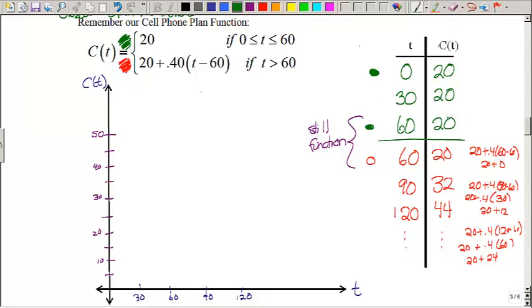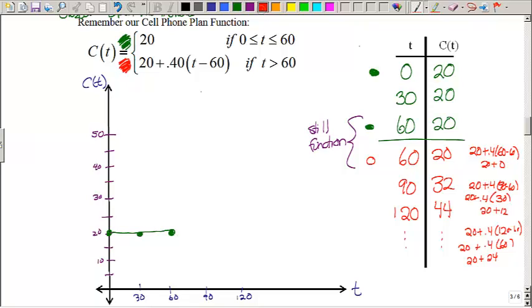For the green piece of my function, I have a point at (0, 20), and that's a closed circle, (30, 20), and (60, 20). And you can see that's the end of my green, and I can connect them with a horizontal line. That's my constant rate.